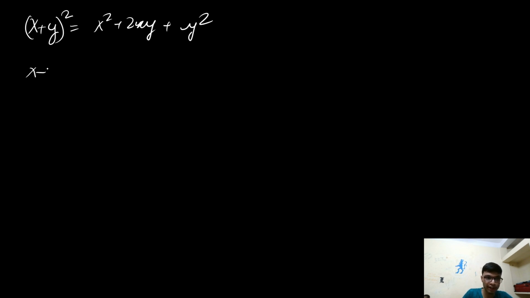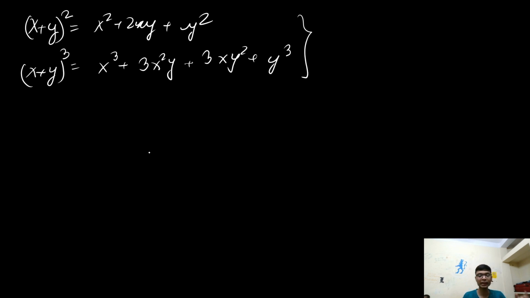And similarly, I have also studied this particular expression, that is (x + y) whole cube as x cube plus 3x square y plus 3 times xy square plus y cube. Now you must be wondering how this expression comes into play. This expansion basically comes from the idea of the binomial theorem.